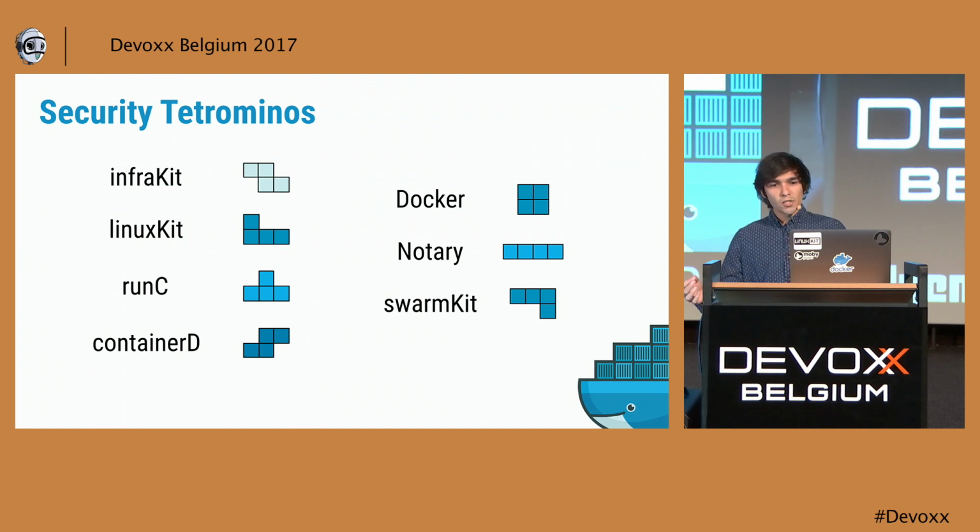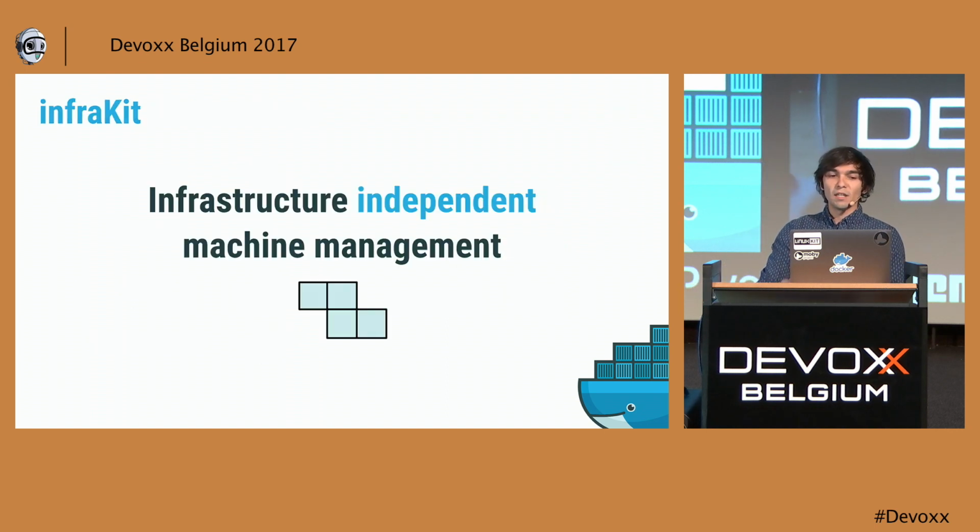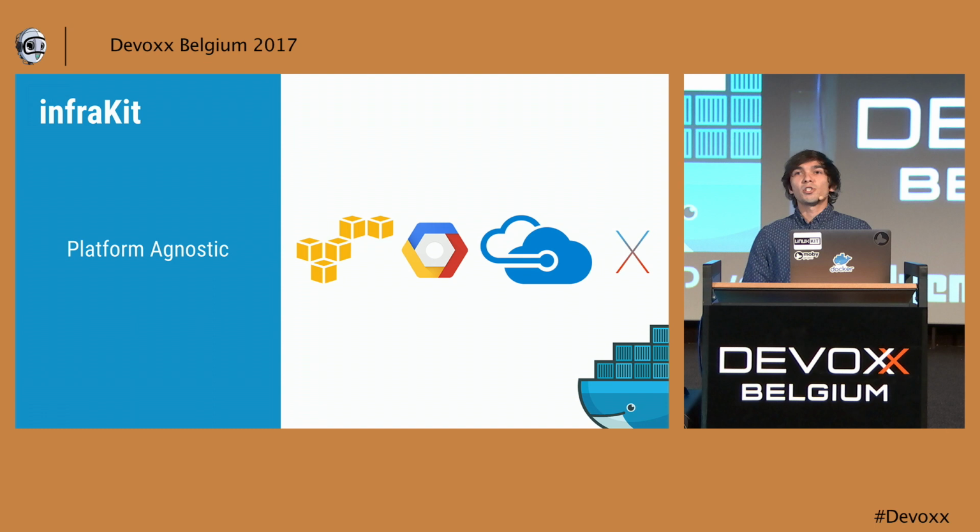So with that, let's get to our first tetromino, Infrakit, which gives us infrastructure-independent machine management. What I mean by this is that with Infrakit, you can manage machines, VMs, bare metal, across any platform you wish: AWS, Azure, cloud, even on your local host, on your Linux or OS X platform of choice. It lets you spin up and manage the lifecycle of the virtual machine. So not only can you say, I want N virtual machines, but I want them to stay healthy, and I want them to stay alive and to work together.